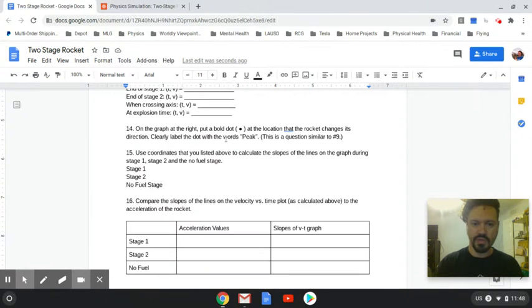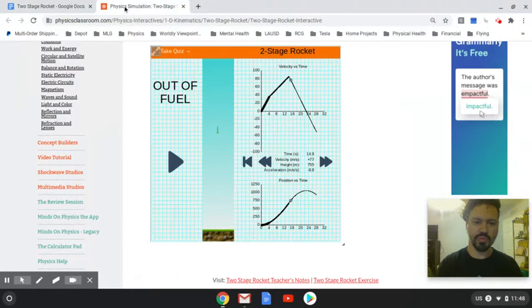You've got to figure out the slope. Remember, slope is rise over run. So you can find the slope of all three of the lines. If I was trying to do that, say for stage one, here's what I would do. My initial point here is 0, 0. And the end of stage one, it's hard for me to see where that is. So let's go check. It looks like it's about 4 seconds and about 38 on the height.